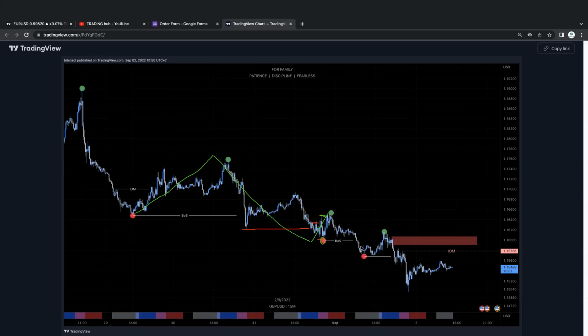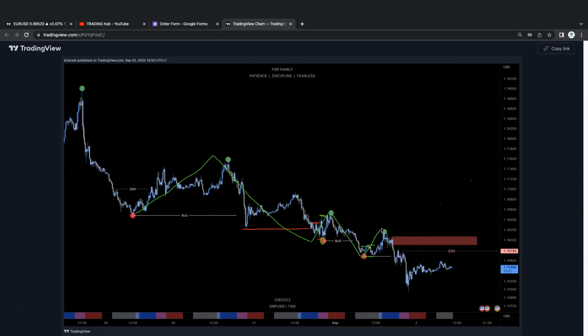The same thing happened here. It took out the minor inducement here, and I think if this sweeps this low, this will be the new inducement, correct? If not, this will be. So the market pushed downside again. This is our break of structure.